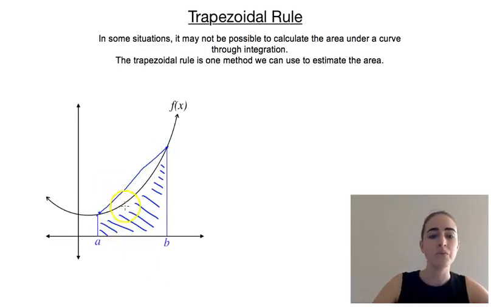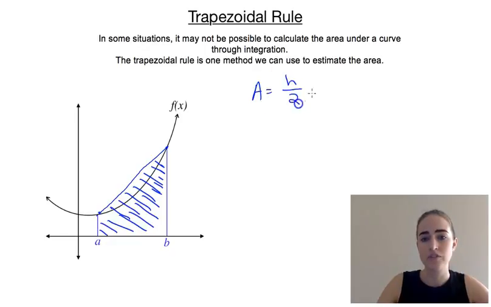And what we end up with is a trapezium. So now we can use the trapezium formula, and we're going to find the area of this whole region here. So it's not going to be exactly the area we wanted, but it is an approximation. All right, so the area of a trapezium is h over 2 outside of a plus b.